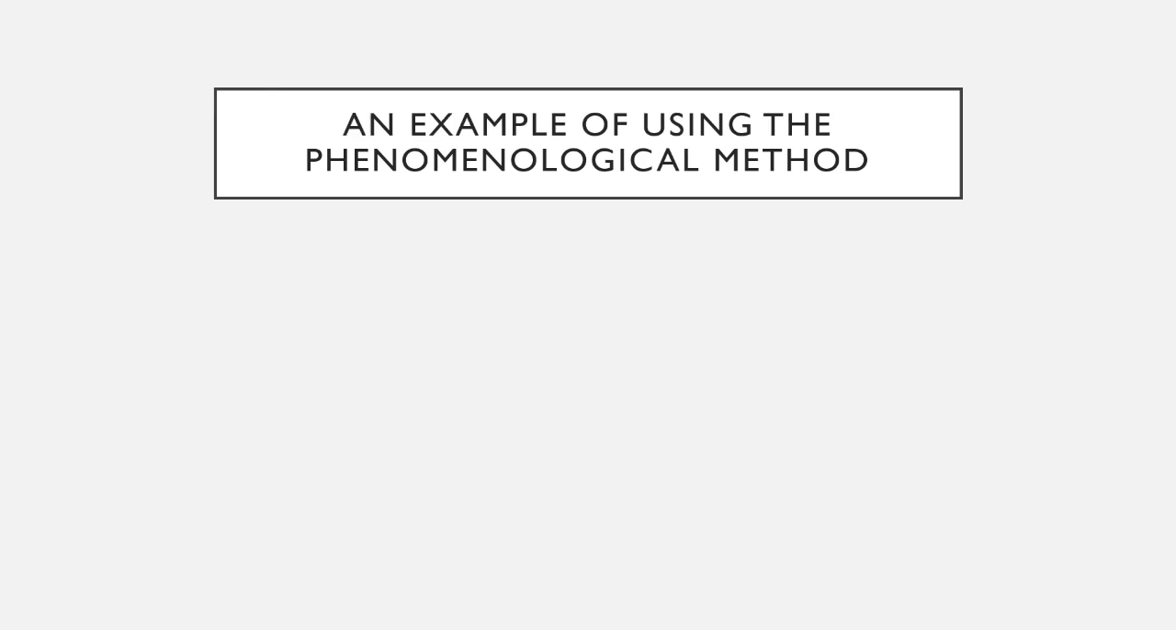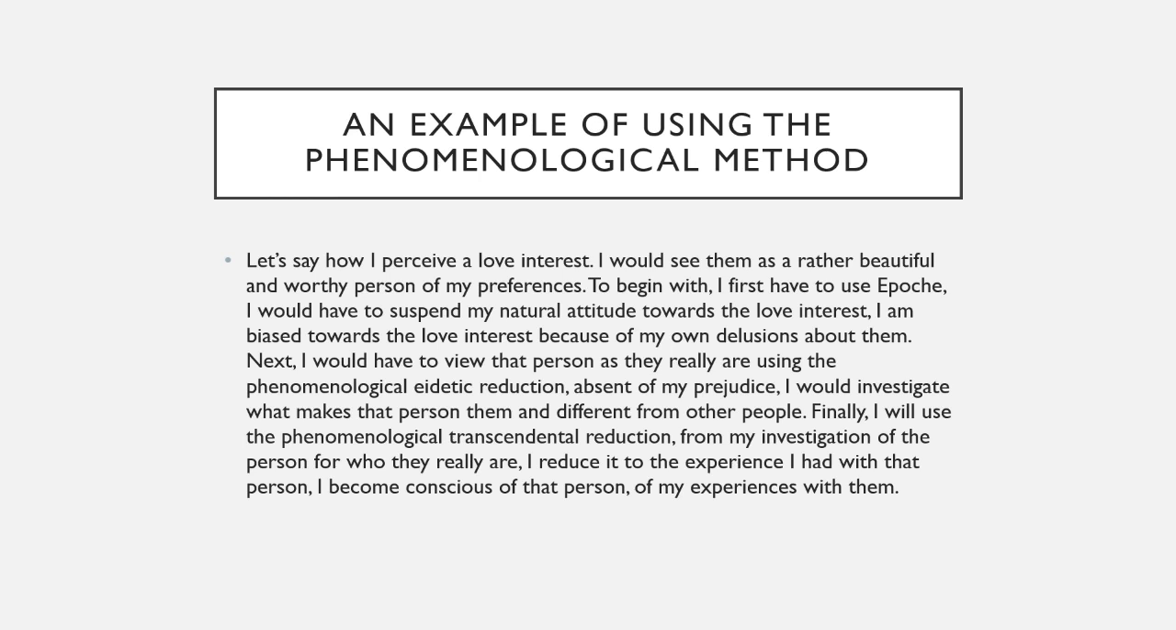With that, here's an example of the phenomenological method in use. Let's say how I perceive a love interest. I would see them as a rather beautiful and worthy person of my preferences. To begin with, I first have to use epoche. I'll have to suspend my natural attitude towards the love interest. I am biased towards the love interest because of my own delusions about them.